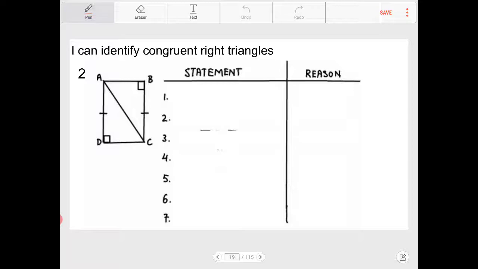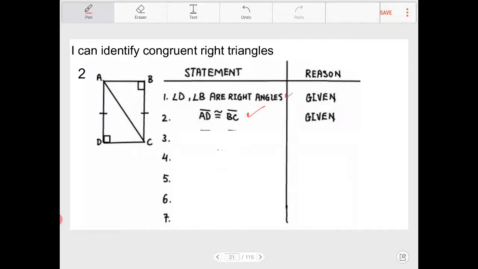So looking at the set of givens here, it is established that angle D and angle B are both right angles. That is important in the declaration that these are right triangles. We know that AD is congruent to BC because it's stated in the problem. Okay, so we do not have hypotenuse leg at the moment. We do have a leg and we do have a right angle, but we don't have a hypotenuse.